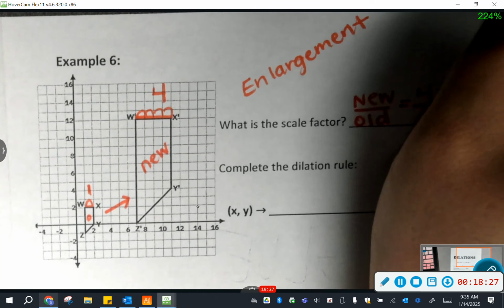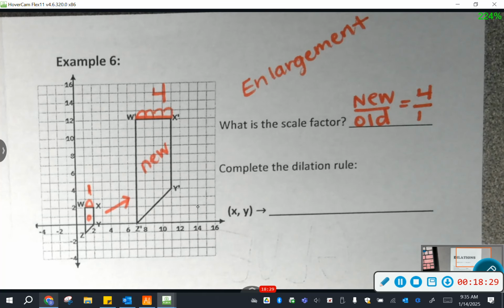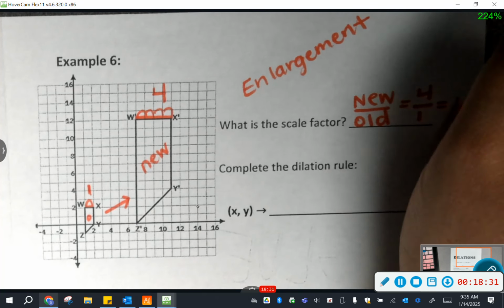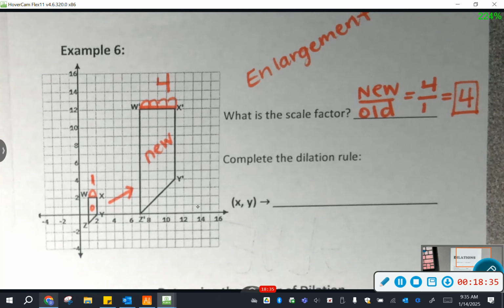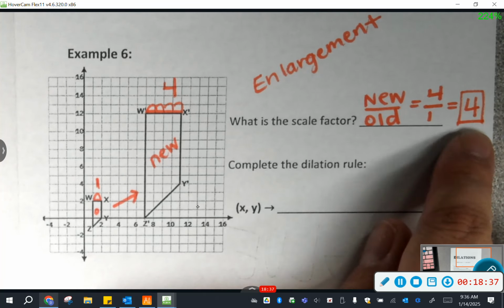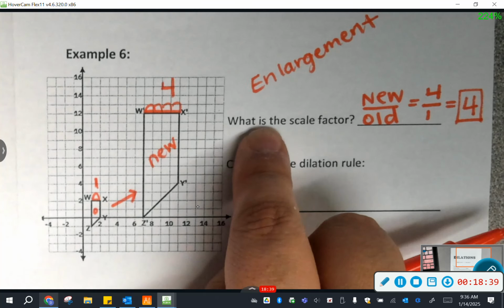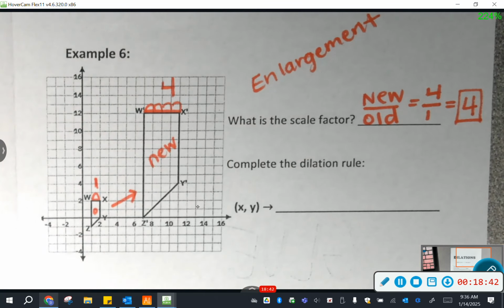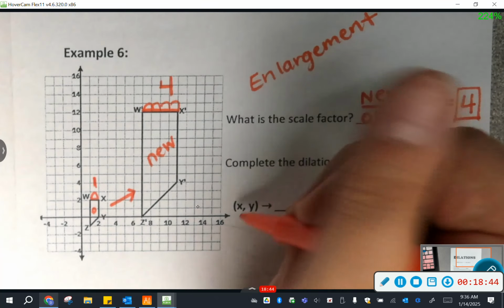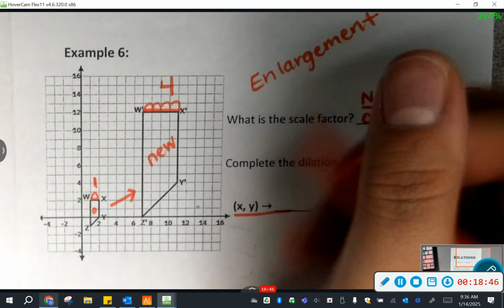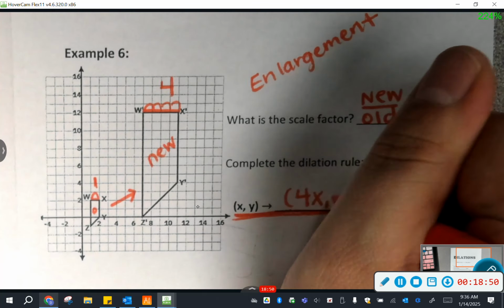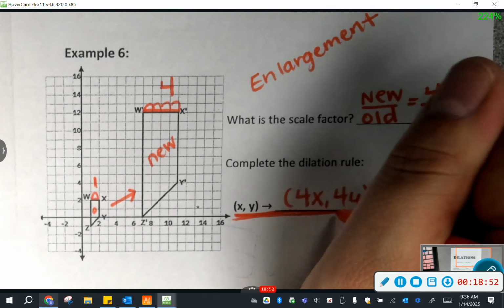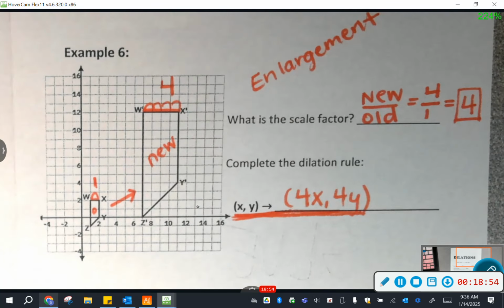Just a little old one. What is 4 divided by 1? That is my scale factor. New over old. Does it make sense that the answer is 4 if I'm getting bigger? Yeah. So what would be my rule? X, Y goes to what? 4x and 4y. Just multiply.